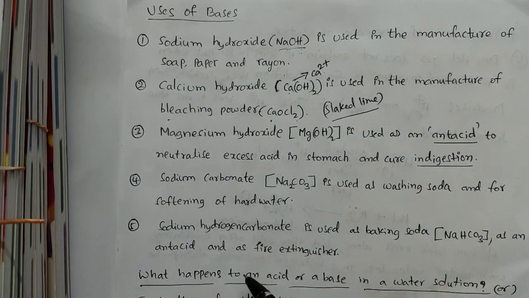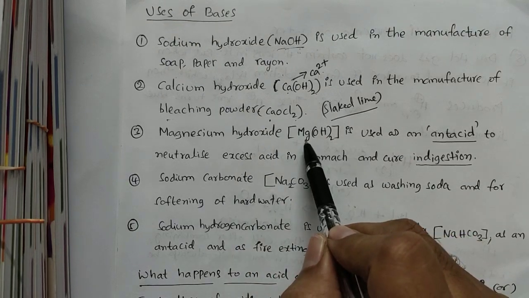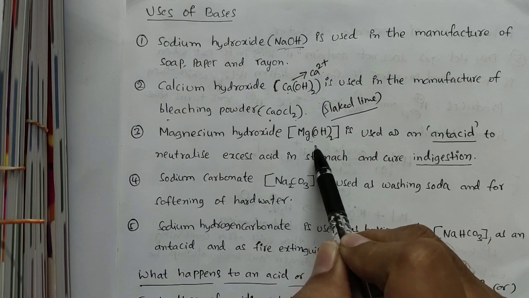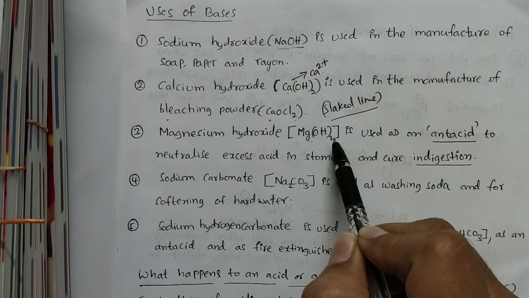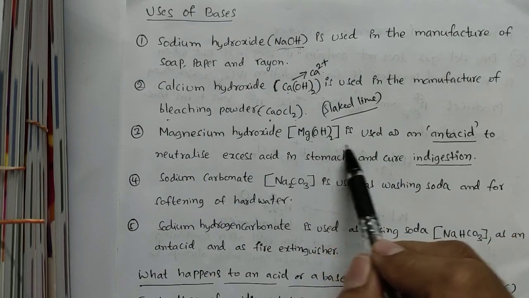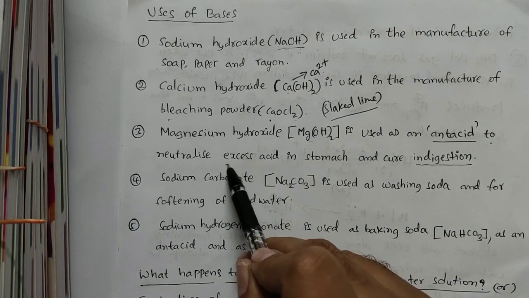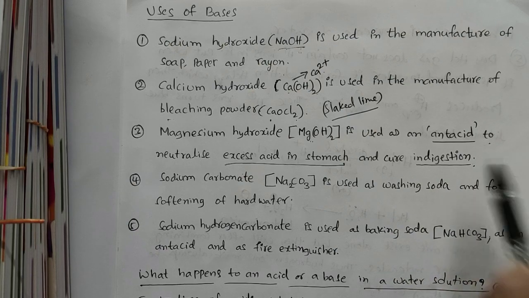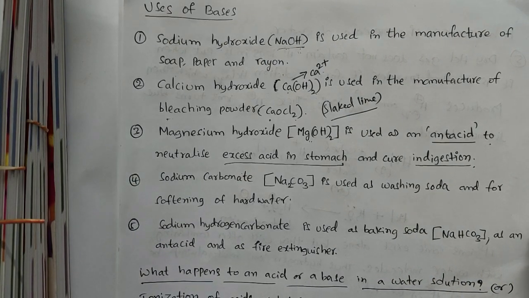The next base is magnesium hydroxide. Similarly, the charge on magnesium is Mg2+. Since it is a dipositive cation, it can attach to two hydroxides. Magnesium hydroxide is used as an antacid to neutralize excess acid in the stomach and cure indigestion. So it is a very important antacid.